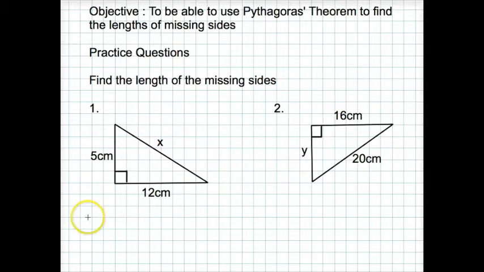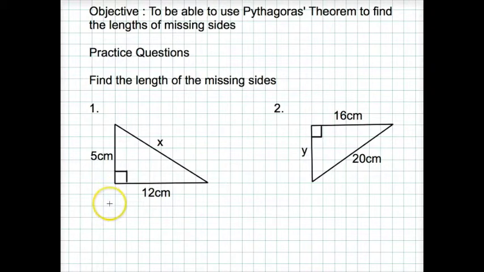What I'd like you to do now is to pause the video and work out the missing side for question 1 and question 2, and then when you're happy with your answer, restart the video and go through the model answers and check if you've made any mistakes. So if you pause the video now, have a go at question 1 and 2.